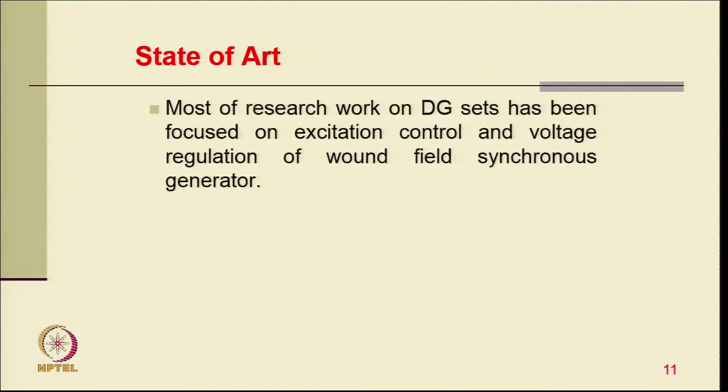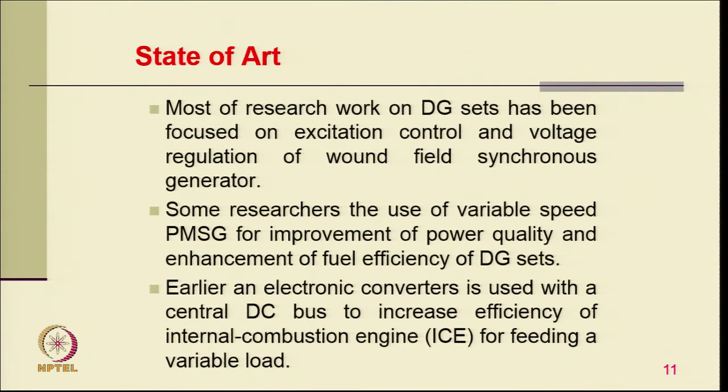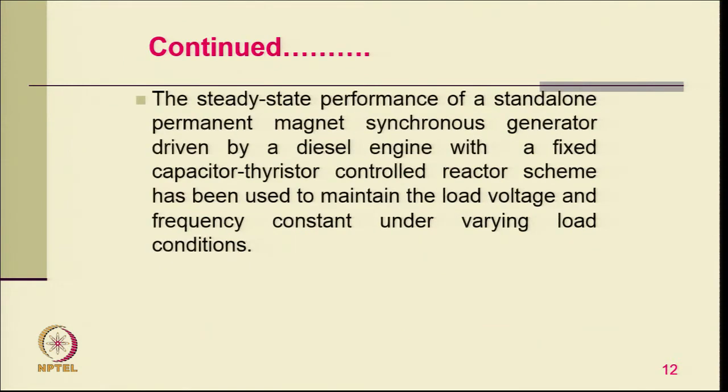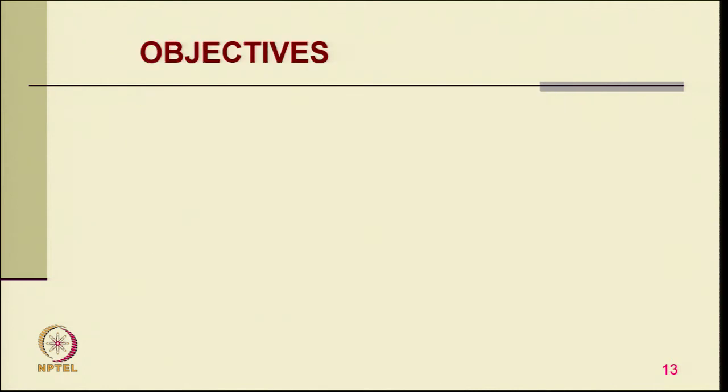The state of the art is that most of the research work on DG sets has been focused on excitation control and voltage regulation of wound field synchronous generators, and some researchers have used variable speed operation for improvement of power quality and enhancement of fuel efficiency of DG set. And earlier, an electronic controller was used with a central DC bus to increase the efficiency of the internal combustion engine for feeding variable load, and the steady state performance of a standard permanent magnet generator driven by a diesel engine with a fixed capacitor thyristor controlled reactor scheme has been used to maintain the load voltage and frequency constant under varying conditions. And the self excited synchronous generator has been reported in the literature as a good alternative to the self excited induction generator due to its increased efficiency, low maintenance, and rigid construction with constant frequency operation.